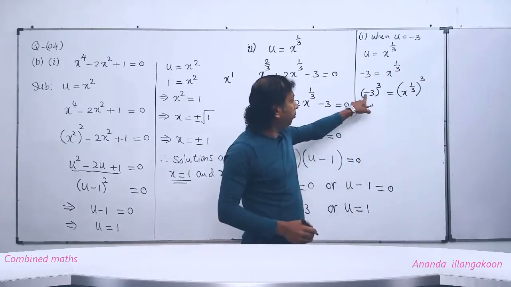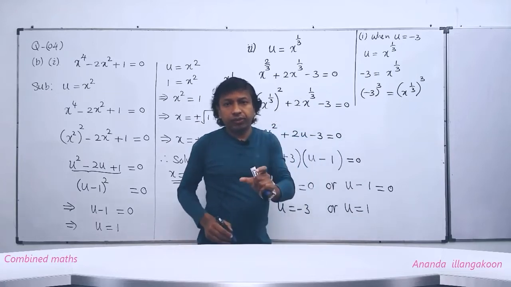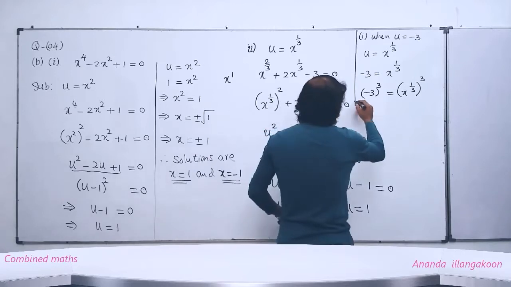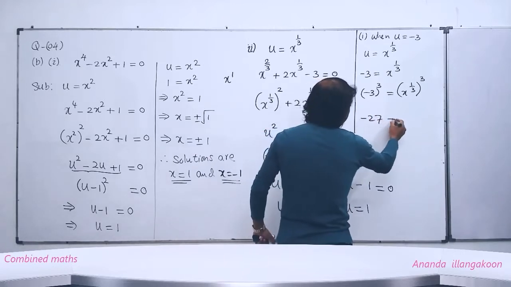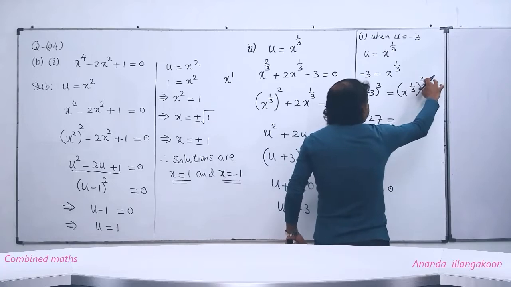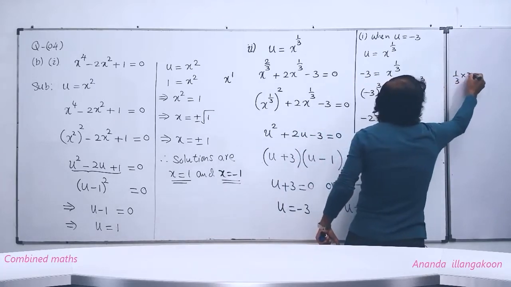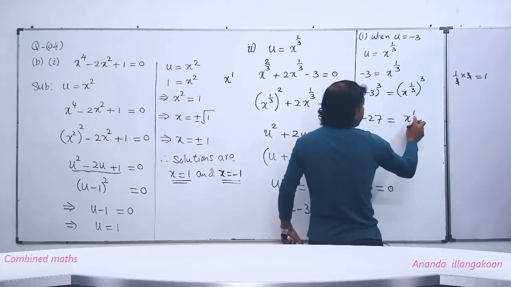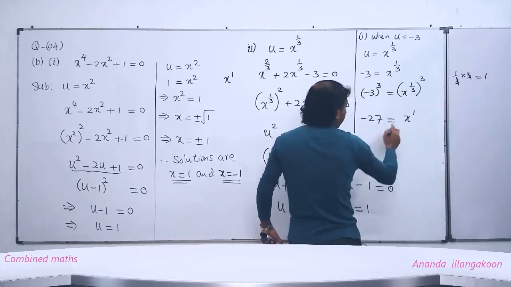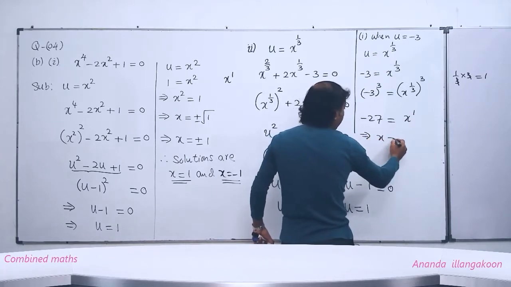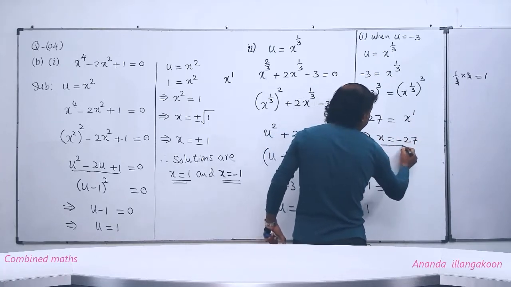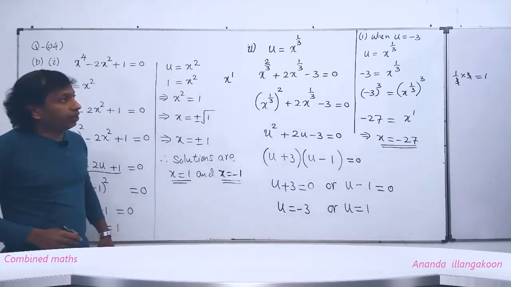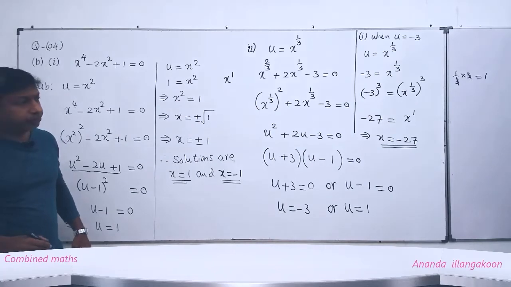Then here we get (-3) to the power 3. What is that? -3 into -3 into -3. It is -27. Here, people, this 1/3 and this 3, when you multiply, what do you get? 1/3 multiplied by 3, you can cancel down, we get 1. Then we get x to the power 1, which means x. Therefore, one answer for x is -27. That is when u equals -3.